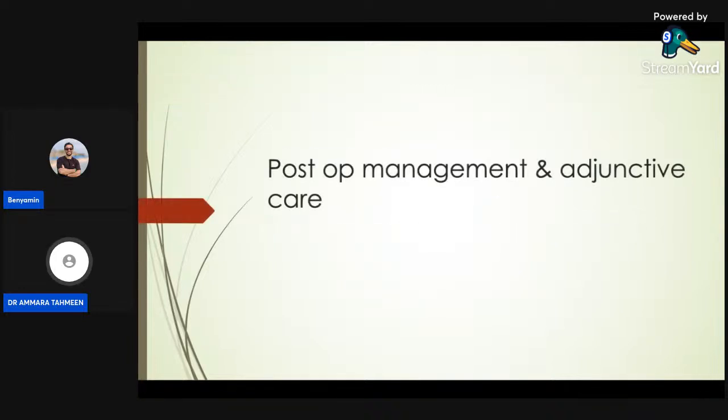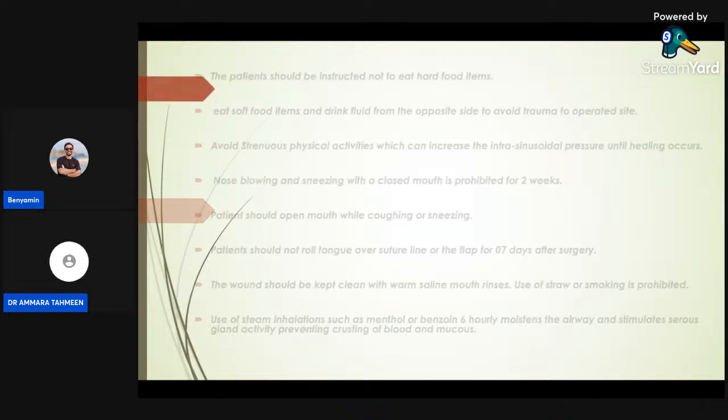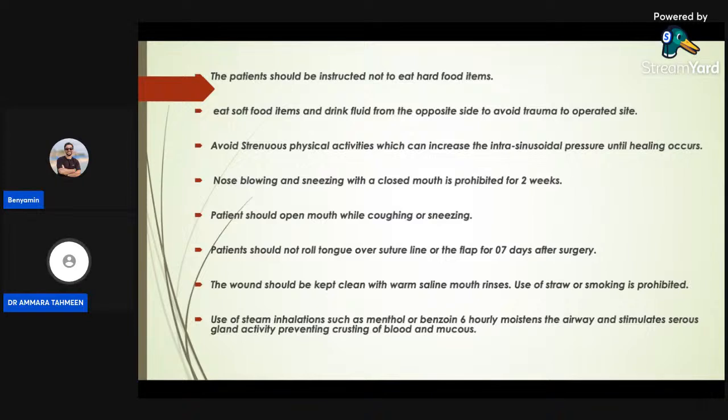So coming to the post-operative management and adjunctive care: once the procedure has been carried out, post-op care is very crucial for the treatment to be successful. The patient should be explained very carefully how to follow the instructions, because it requires effort from both the doctor and the patient for the treatment to be successful in outcome. So the patients should be instructed not to eat hard food items, just eat soft food items and drink fluid from the opposite side to avoid trauma to the operated site.